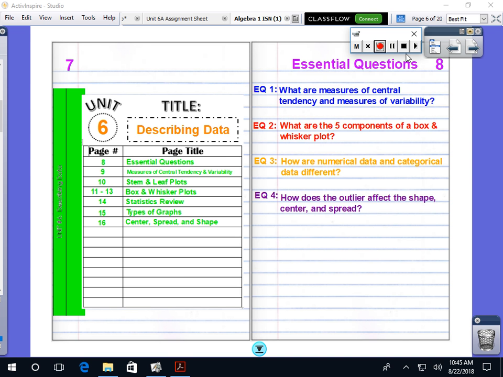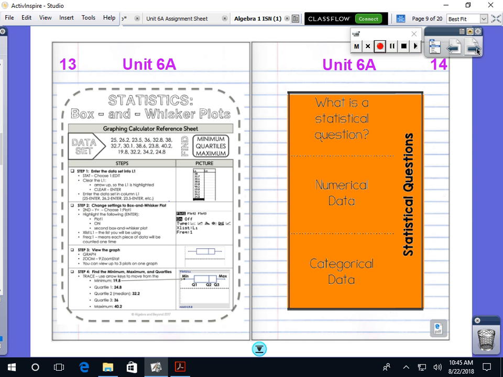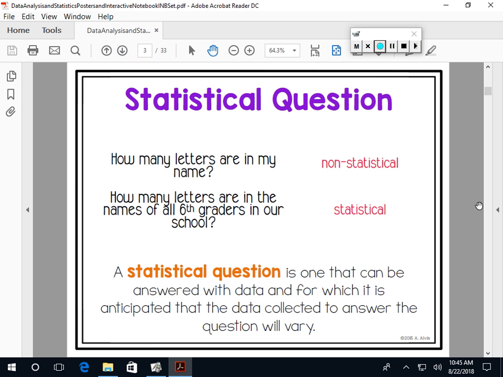Okay, so remember, you're not gluing it down yet, but on page 14 is where we're going to start with this one about statistical questions. Now, you will be opening the first flap that says, what is a statistical question? And that's where you're going to write this. Now, okay, look up here at mine. What is a statistical question is the first flap.